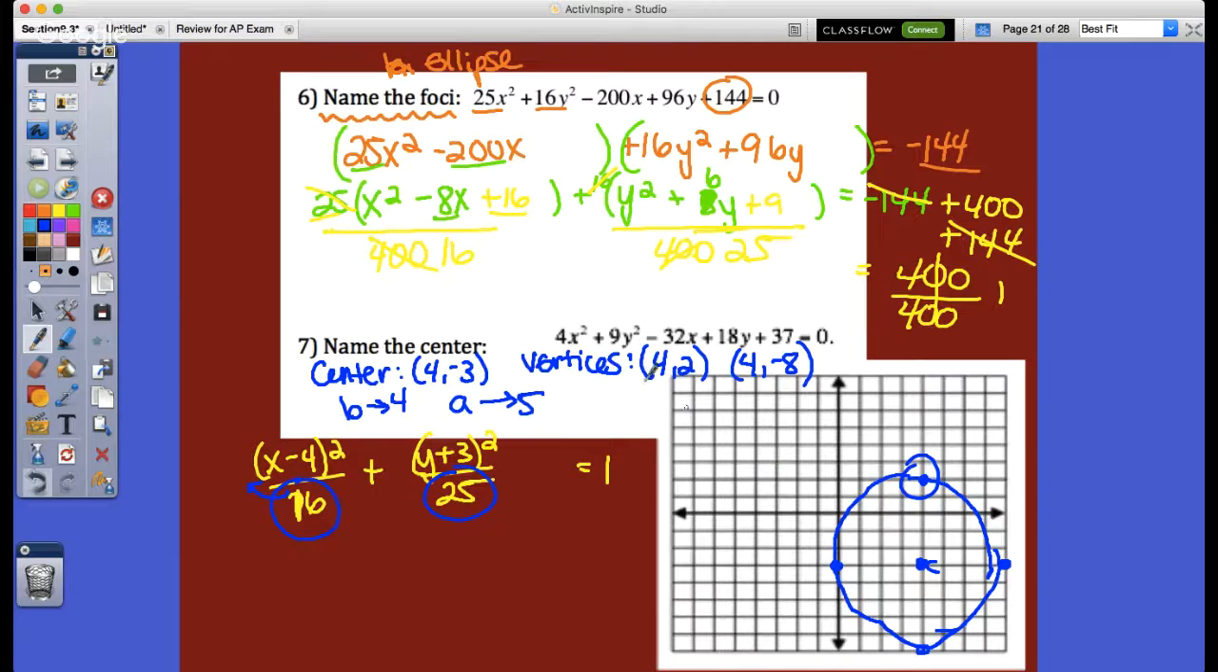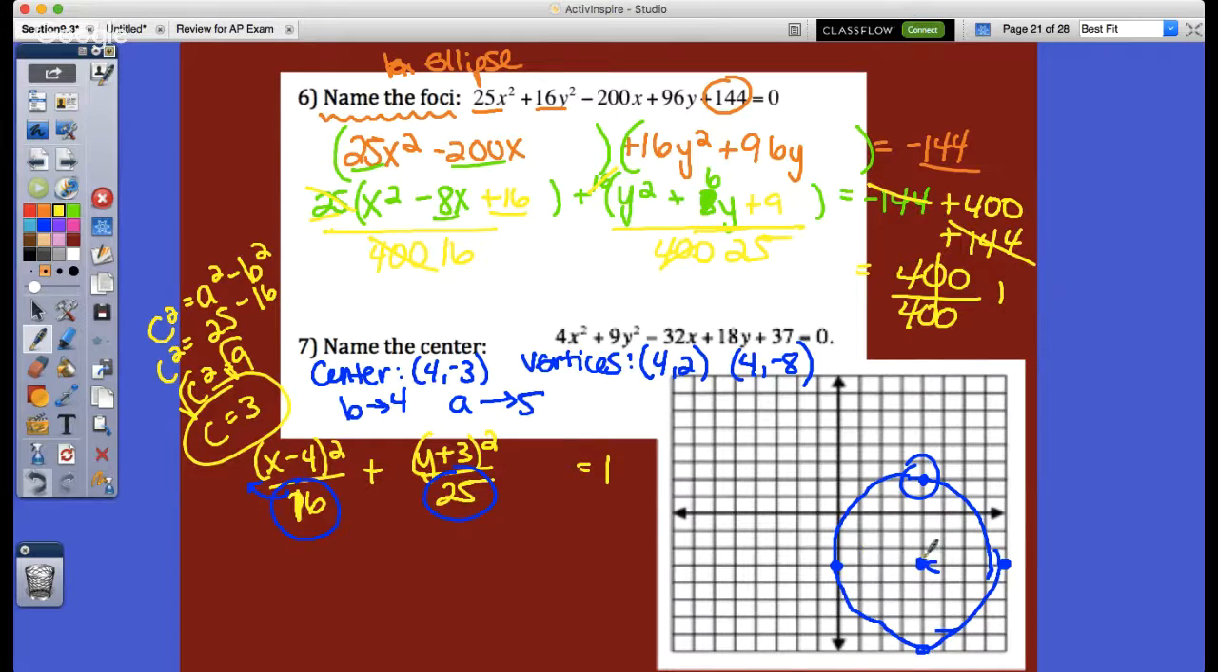Last but not least, let's get the foci there. And we could get the foci by doing c squared equals a squared minus b squared. Get that on your formula sheet. A squared would be 5 squared, which is 25. B squared is 4 squared, which is 16. And as you can see, I get c squared equals 9. I square root it to where c is equal to 3.